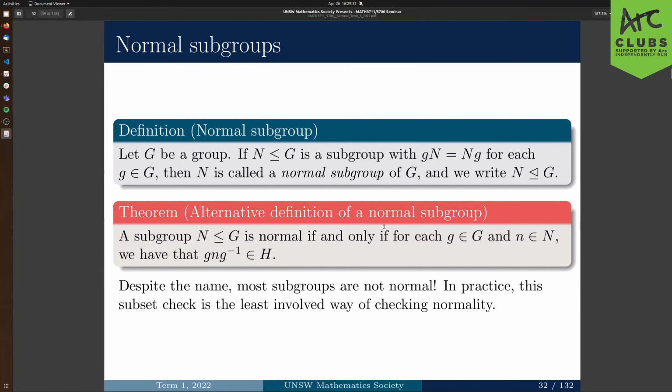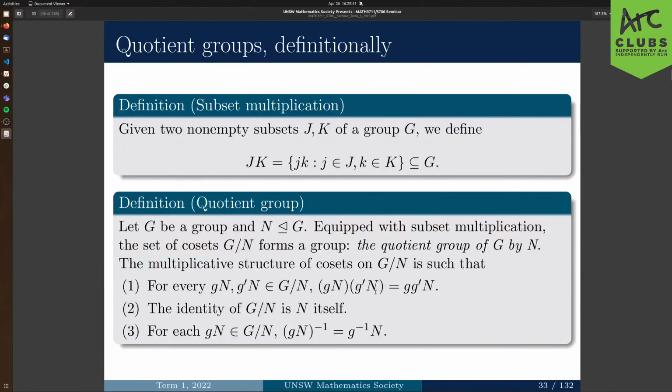So this is the way you want to do it instead of actually proving that the two left and right cosets are the same. And I guess one comment is that despite the name, not all subgroups are normal. It's a bit of an abnormal property, if anything. So, as I promised earlier, we were kind of leading up to these quotient groups.